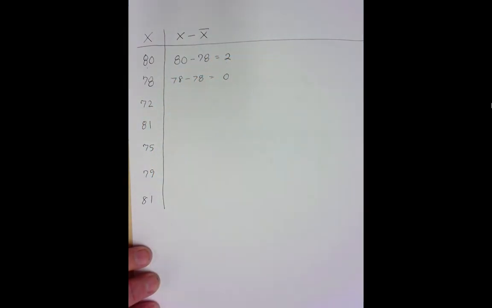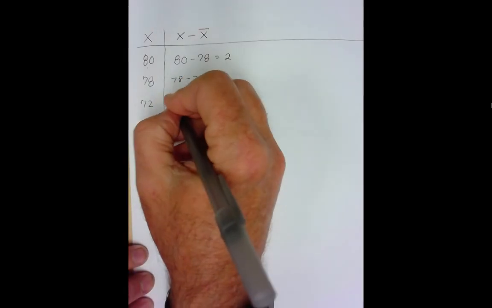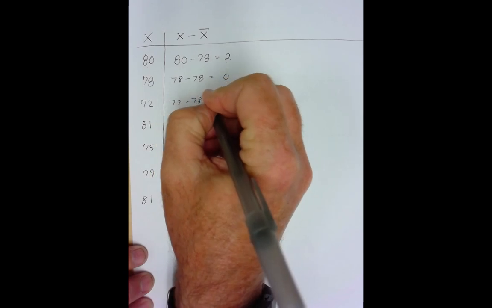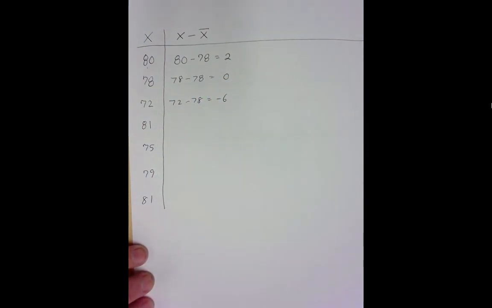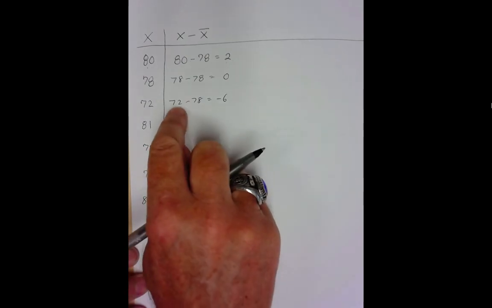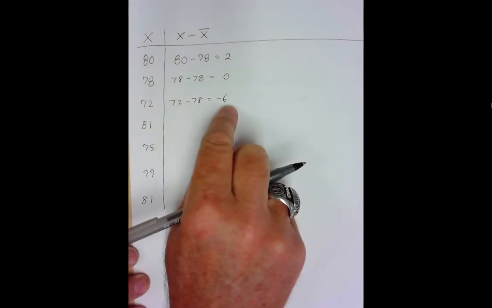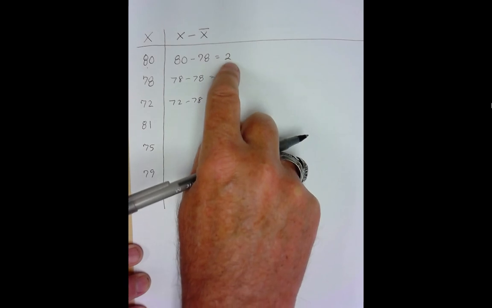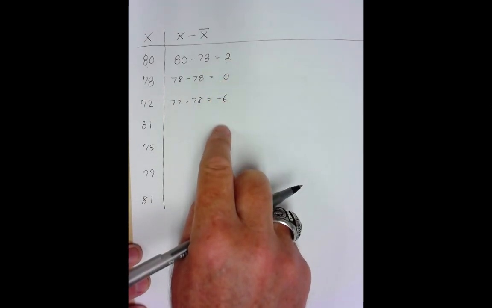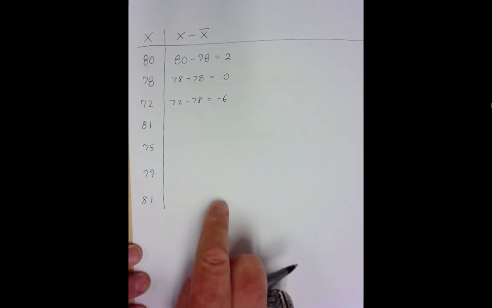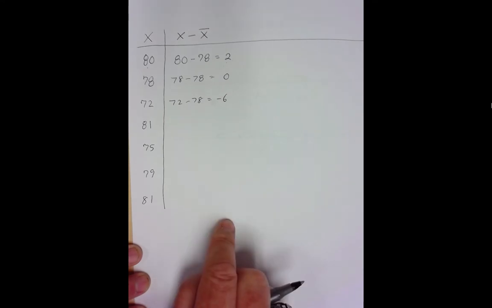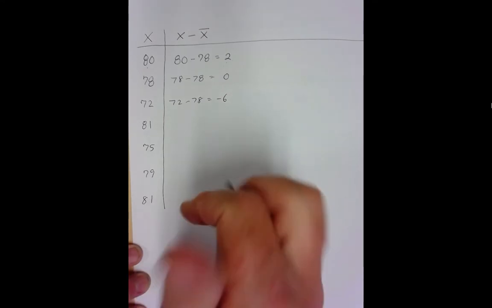Well, 78 isn't any distance from the mean because it is the mean. That happens sometimes. 72 minus 78 is negative 6 because 72 is 6 units below the mean. So what they want to do is get these distances from the mean, add all these things up, divide them by 7, and get an average distance from the mean.